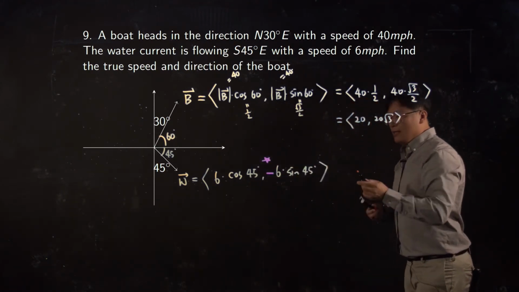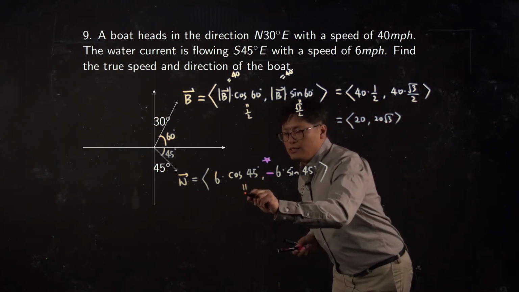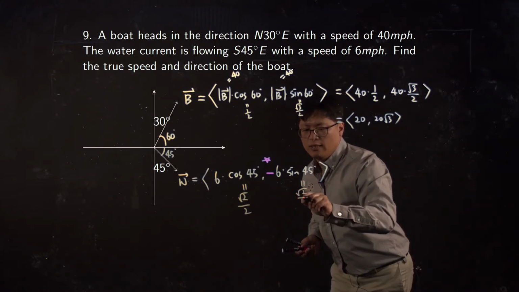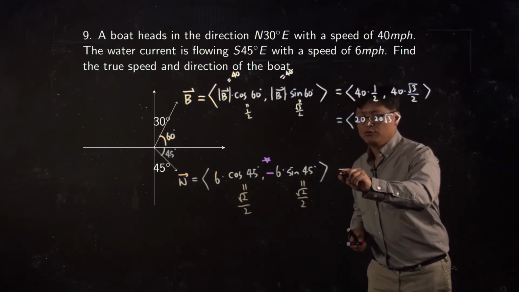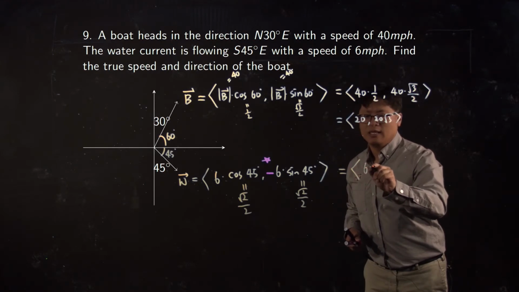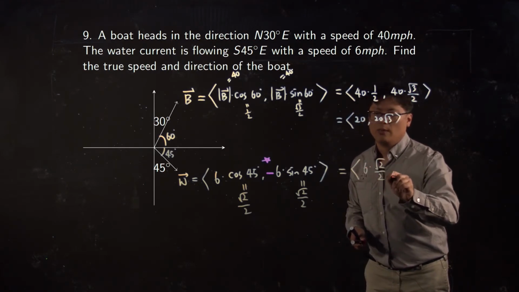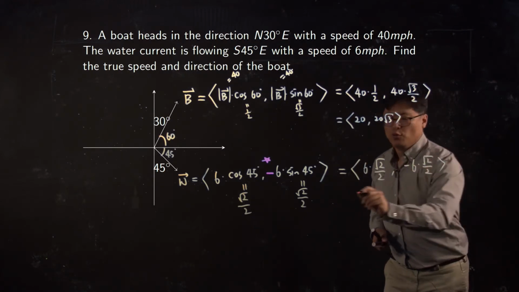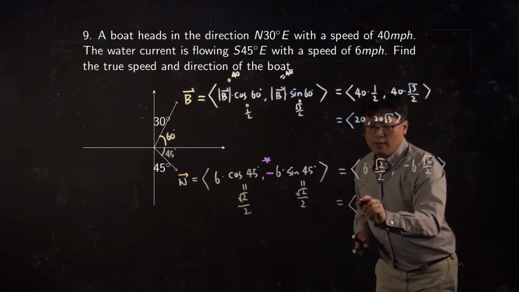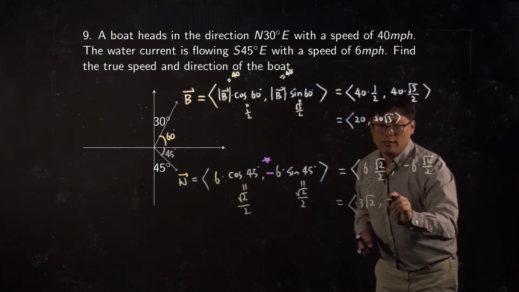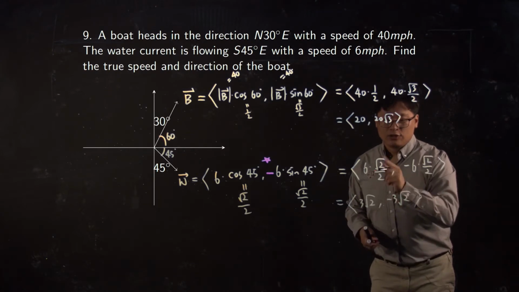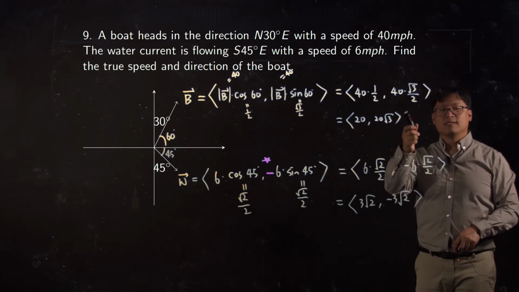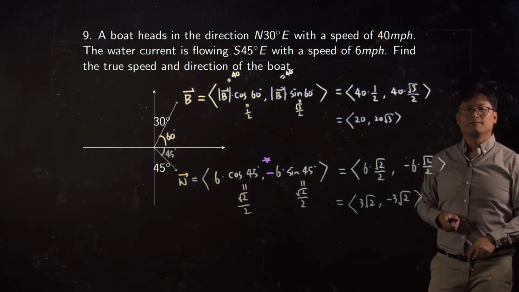We know cosine 45 is square root 2 over 2, and the sine value is the same as well, okay? So that is equal to 6 times square root 2 over 2, comma, negative 6 times square root 2 over 2, which is equal to 3 square root 2, comma, negative 3 square root 2. Okay, so this is the way to write your given vector in vector component form.